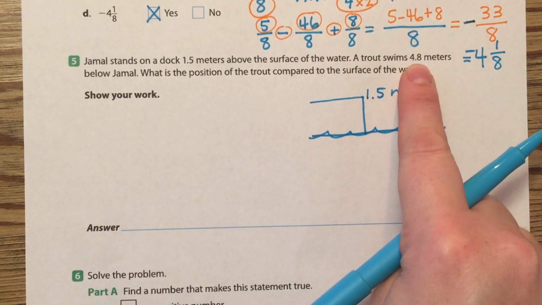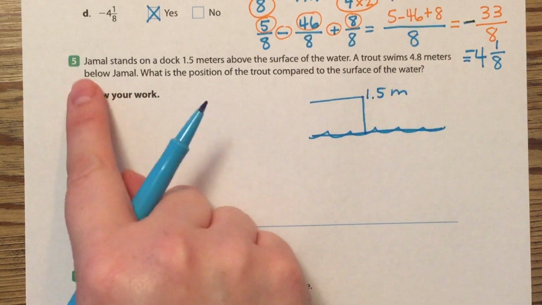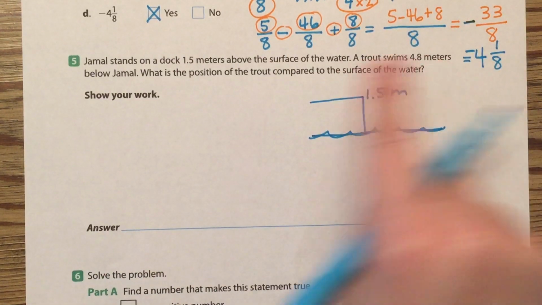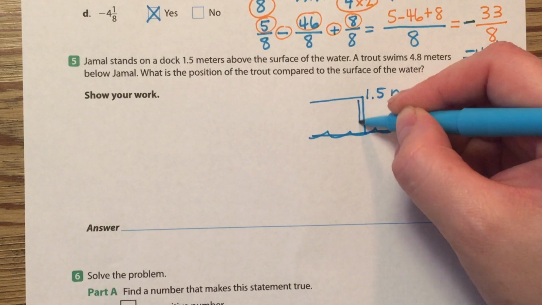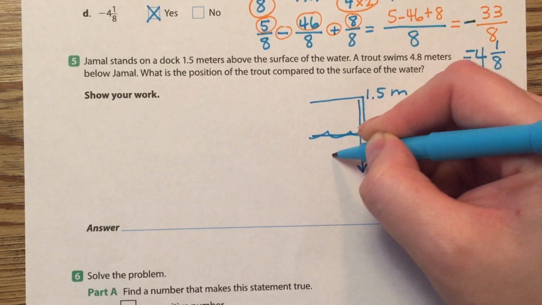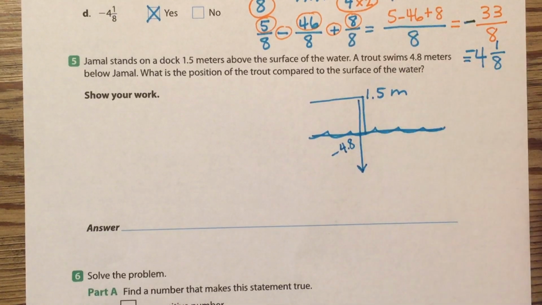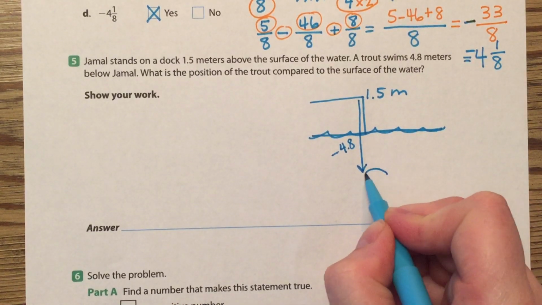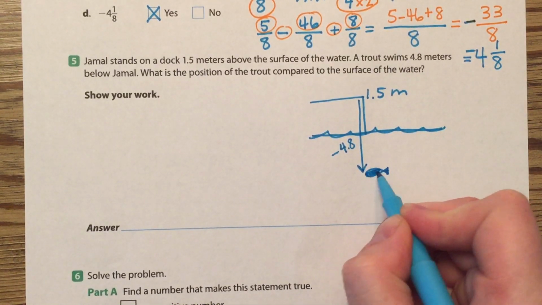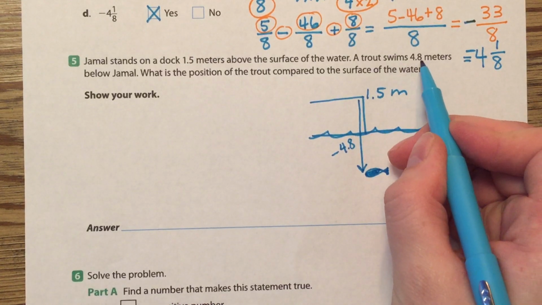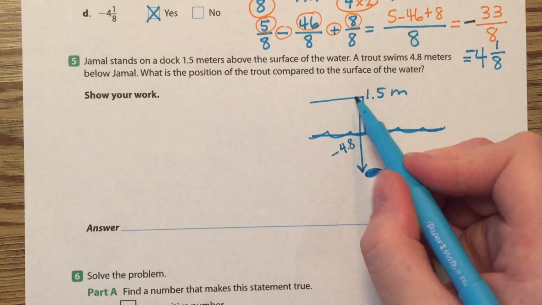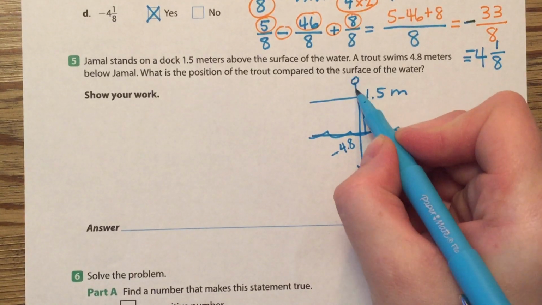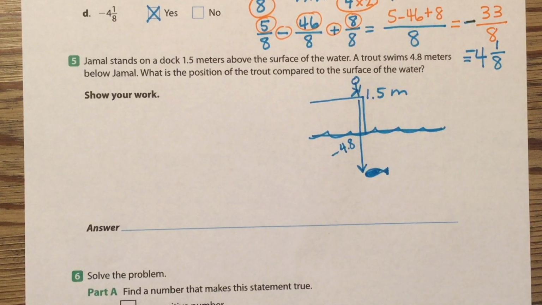A trout swims 4.8 meters below Jamal. So not 4.8 meters below the water, but 4.8 meters below Jamal. So you go down 4.8, and this is where the fish is. It doesn't say that the fish is 4.8 meters below the water. The fish is 4.8 meters below Jamal, who is standing up here.